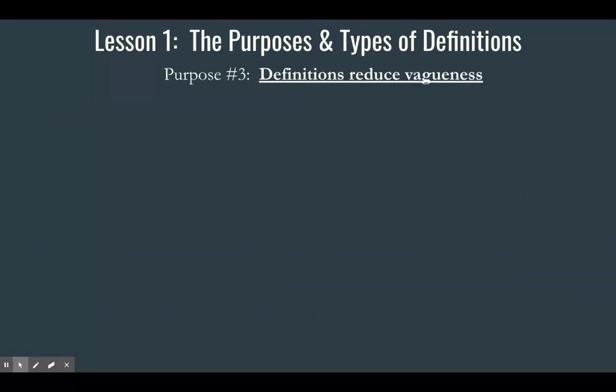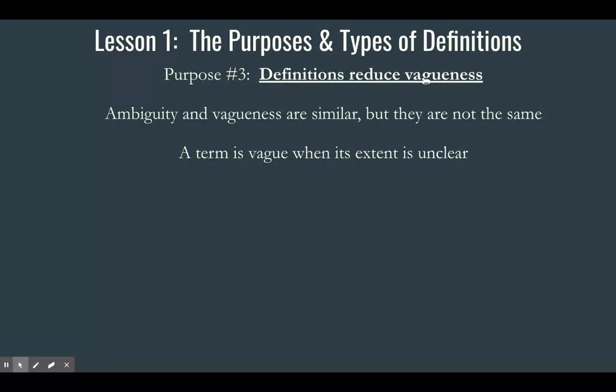Let's go on to our third purpose. Definitions reduce vagueness. Ambiguity and vagueness are similar, but they are not the same. A term is vague when its extent is unclear. Now, here's what I mean by extent. Think of it this way. I'm driving home. Let's say my wife has been home with the kids all day, and they have been going bananas, which they are right now. They're monsters. And my wife has been pulling her hair out, trying to keep these 2 kids from killing each other. And she calls me and says, "Where are you?" And I say, "Oh, I'll be home soon."